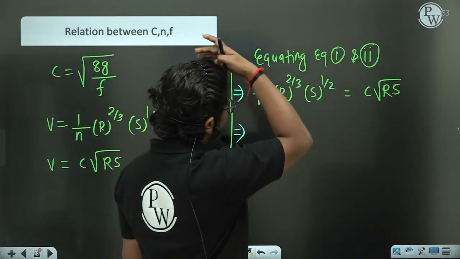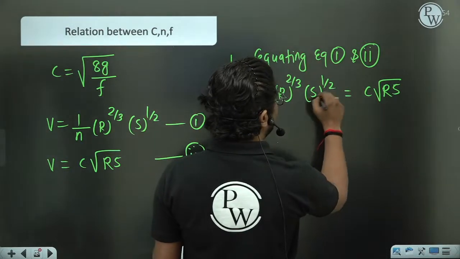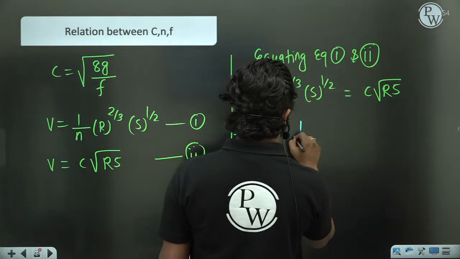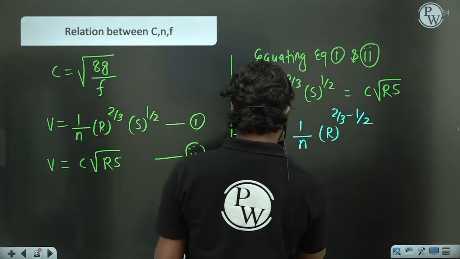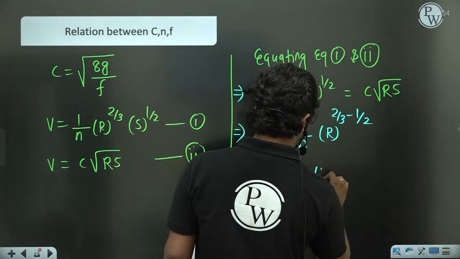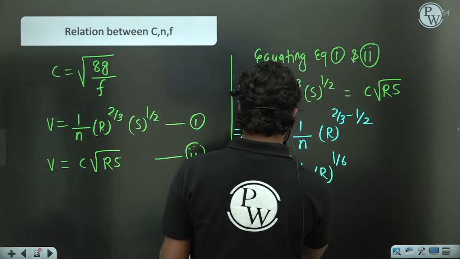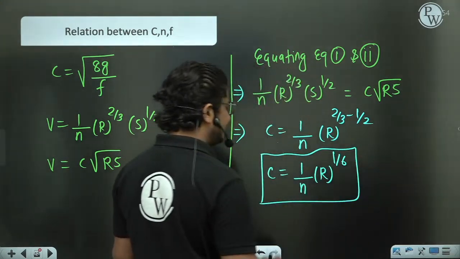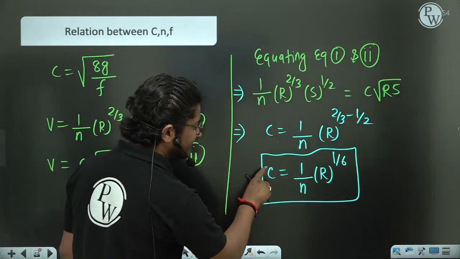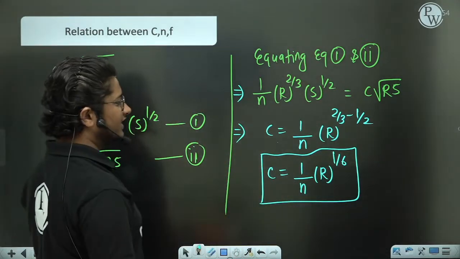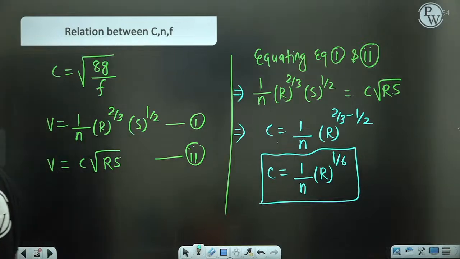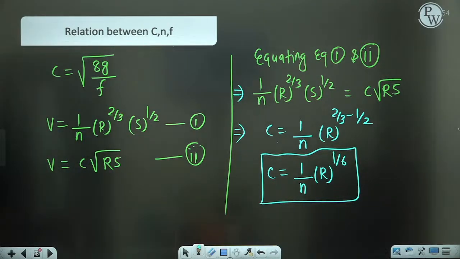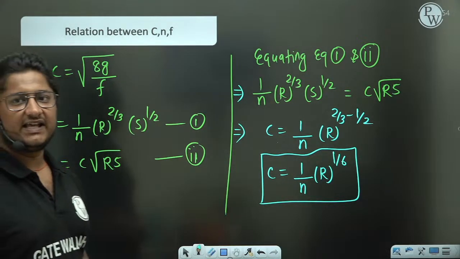Now if you look here, root under S and root under S will get cancelled out. We have C equal to 1 by n, R to the power 2 by 3 minus 1 by 2. So C equal to 1 by n, R to the power 1 by 6. This is the value of C we got. So we made a relation between C and n, and C and f also. Ultimately we made a relation between C, n and f.